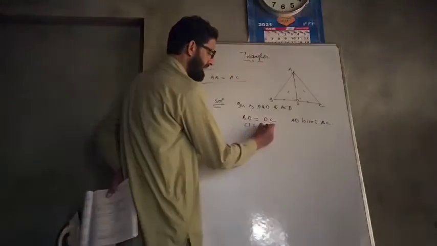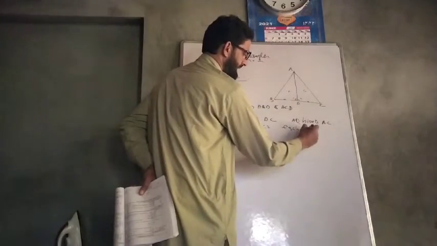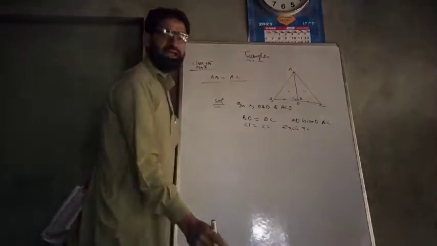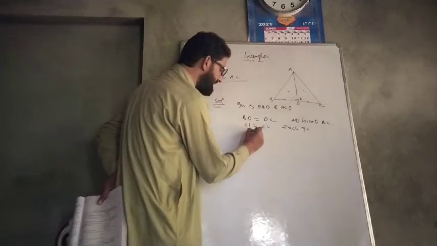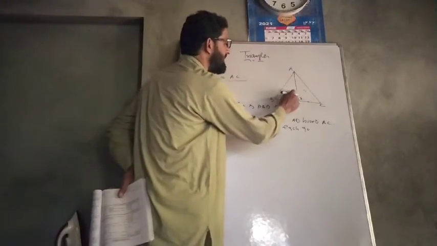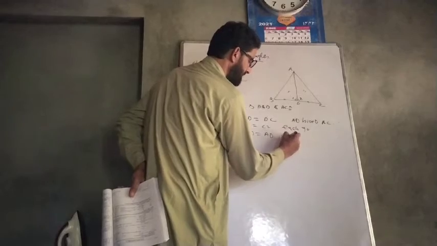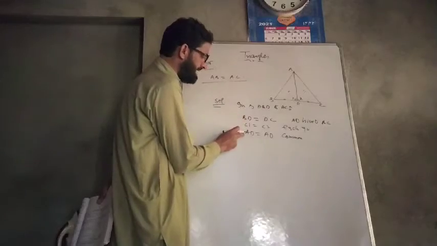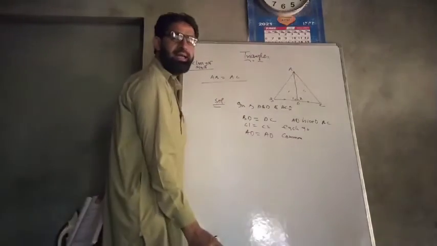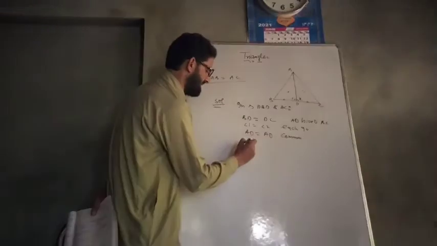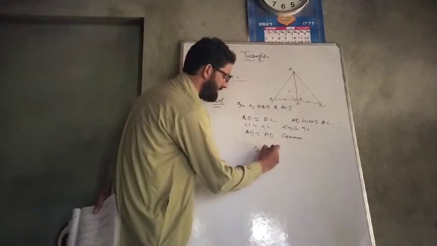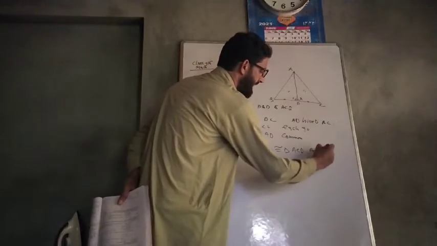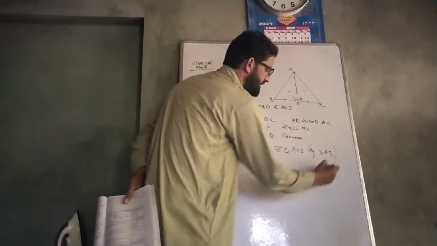Also angle 1 is equal to angle 2, each 90. This is angle 1 and this is angle 2. Now what is AD? AD is equal to AD. AD belongs to this triangle and to this triangle, so this is common. So three things: side angle side is equal to side angle side. By SAS criterion, the two triangles are congruent. Therefore, triangle ABD is congruent to triangle ACD by SAS congruency rule.